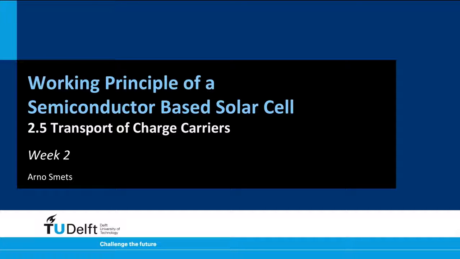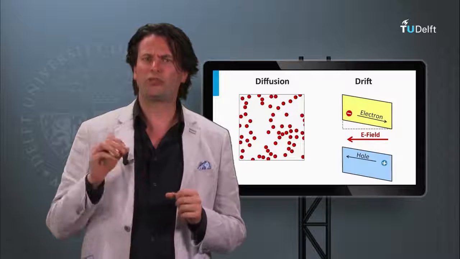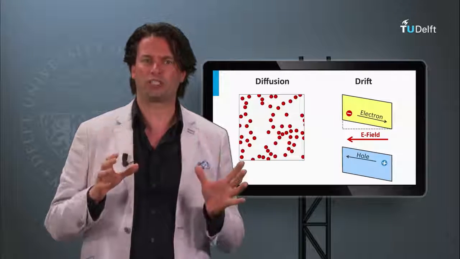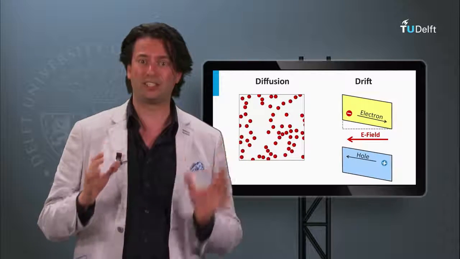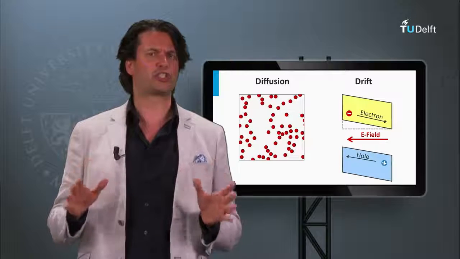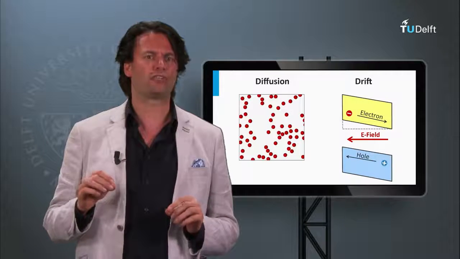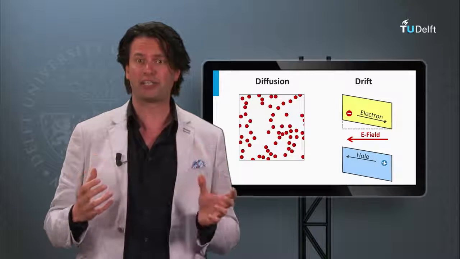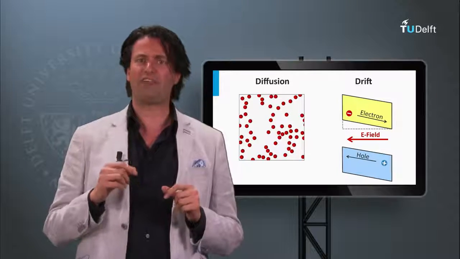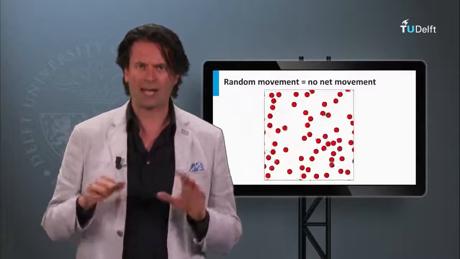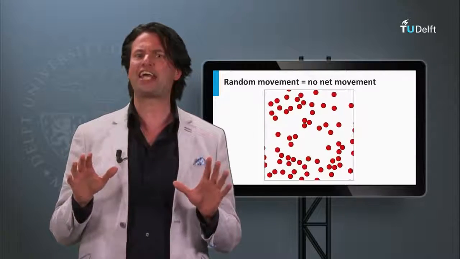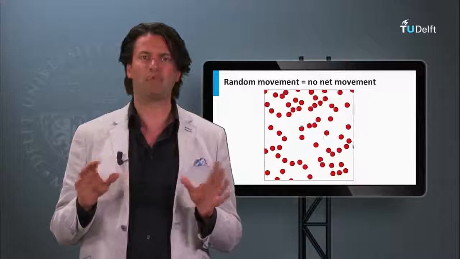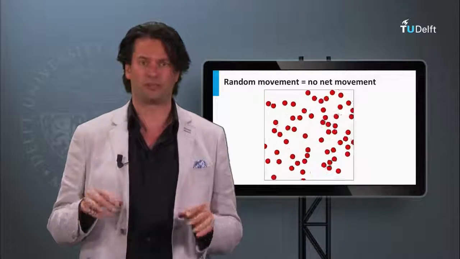What are the charge carrier transport principles? In this block, the two transport mechanisms will be discussed: diffusion and drift. We will discuss that for net movement of charge carriers, either a concentration gradient or an electric field is required. Let's consider a free gas of particles at a temperature larger than the absolute zero.